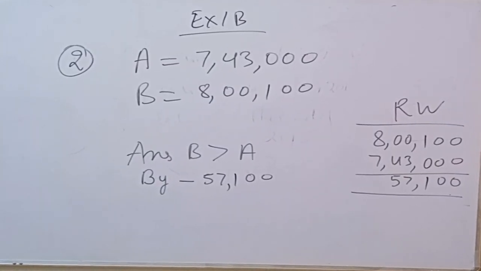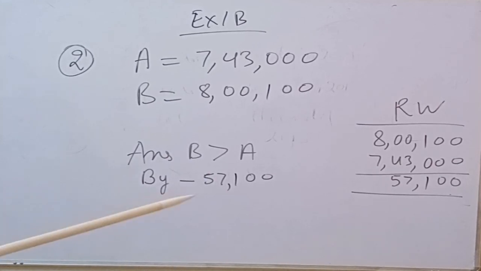Children, I am going to take the next question, question number 2. Given that A equals 7,43,000 and B equals 8,100,000, we have to find which is greater and by how much. As I already told you, first you see the number of digits for finding out the greater or the smaller. In both numbers the number of digits is 6. But the first digit of A is 7 and the first digit of B is 8. So that means B is greater than A.